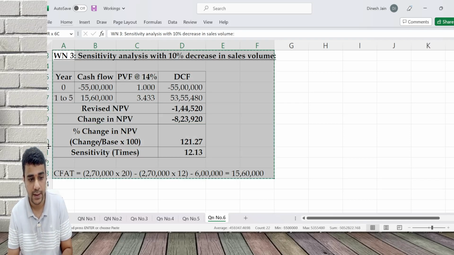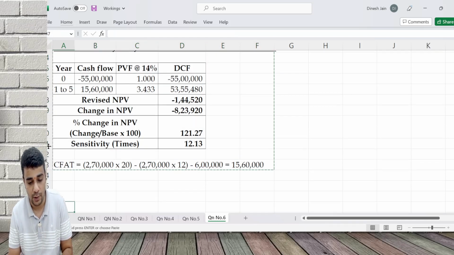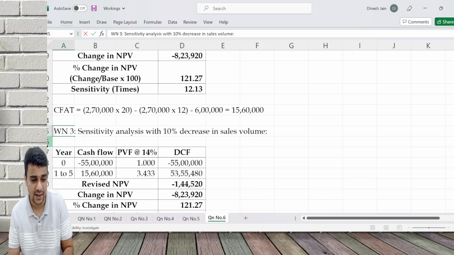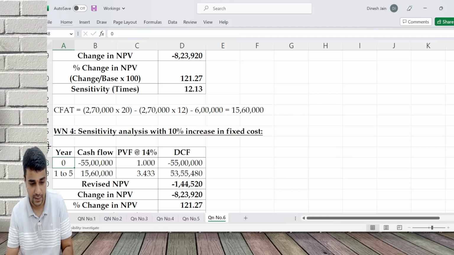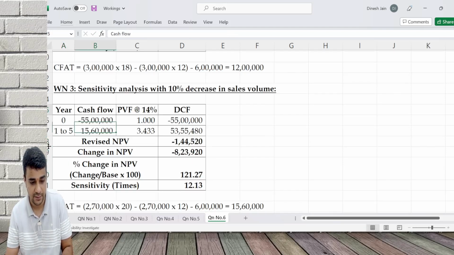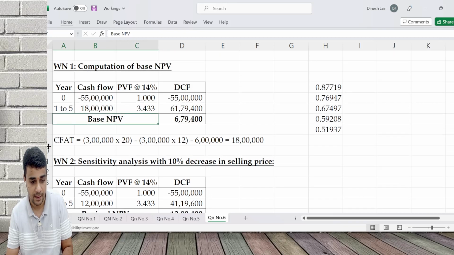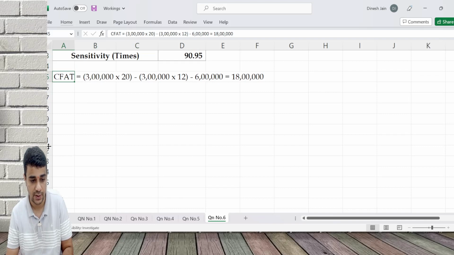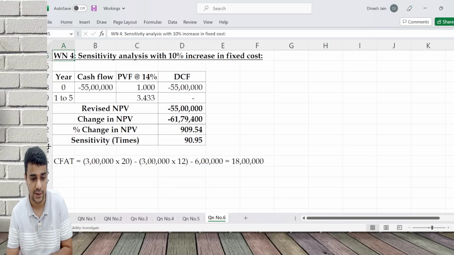I hope you have noted, else you can pause the video and note it. I could have done this as a single working note also. With 10% increase in fixed cost, I'm copying the base CFAT calculation and then we'll change it.